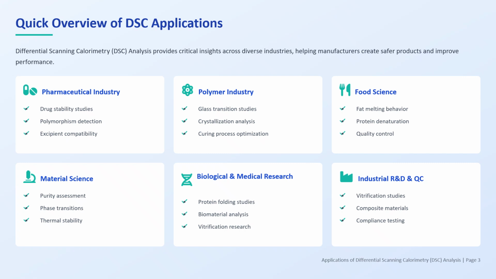One reason DSC is so widely used is its versatility. In pharmaceuticals, it protects drug stability and bioavailability. In polymers, it ensures materials perform reliably under heat. In food science, it controls texture, quality, and shelf life. In material science, it helps design stronger and more stable materials. In biological research, it safeguards protein structure and function. Across all these industries, DSC helps answer one fundamental question: can this material be trusted when temperature changes?